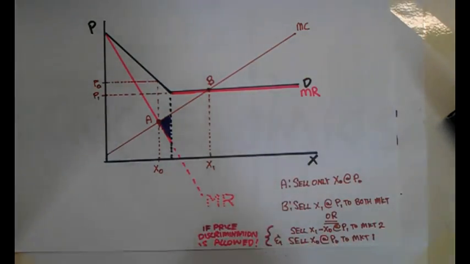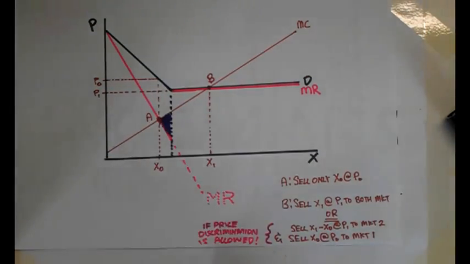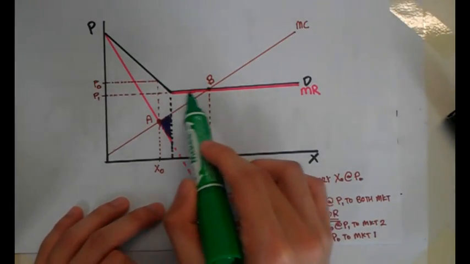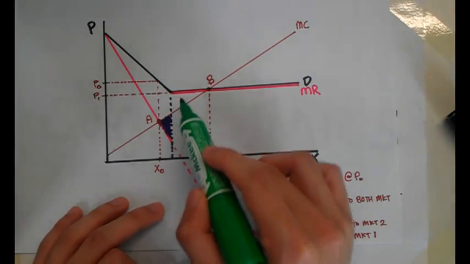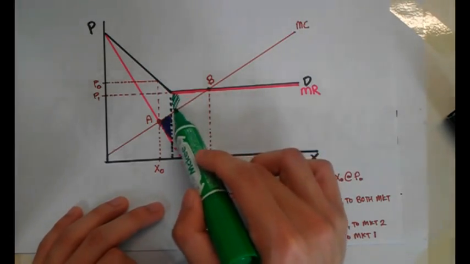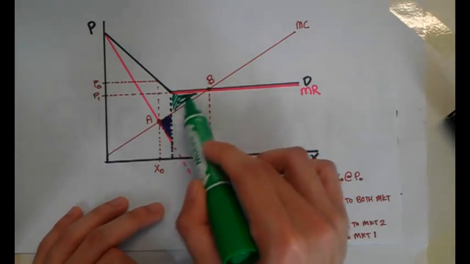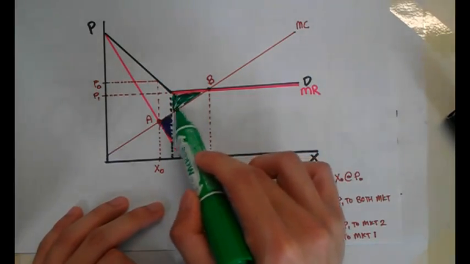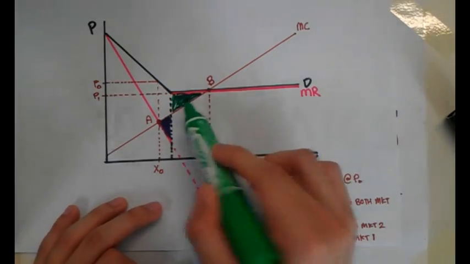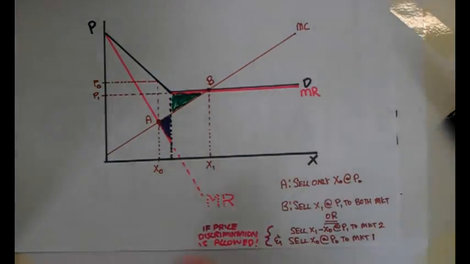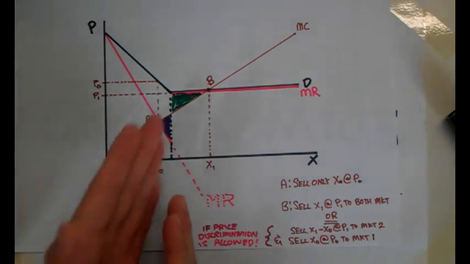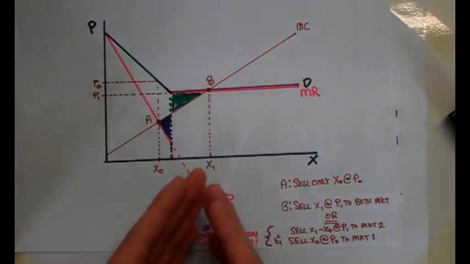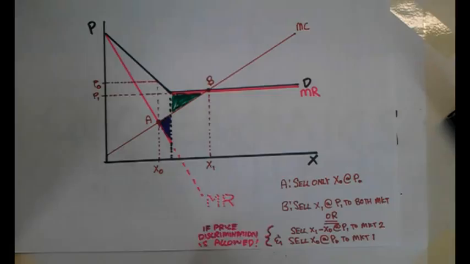But if you look at this part over here, moving further from X0 all the way to X1, you will see that at this point, MR is higher than my MC. So this area over here is essentially an area of gain. This is my area of gain. So how do I decide? How should the monopolist decide whether to produce at X0 and charge P0, or produce at X1 and charge P1 to both markets?